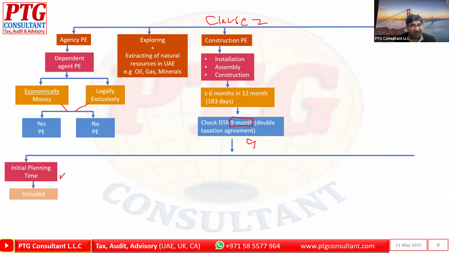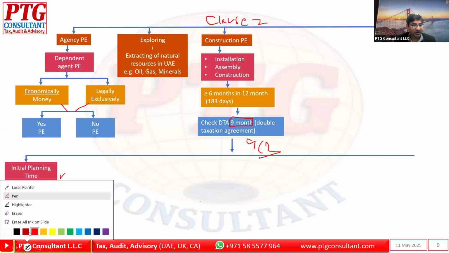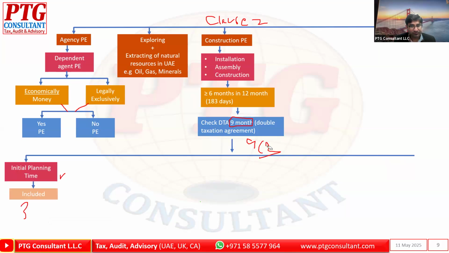If it is 9 months, then it will be part of the 9 months. Let's say they spend 3 months for initial planning, it will be counted under the 9 months. I'm assuming 9 months as per the DTA, but the city law is saying 6 months, so either 6 or 9. The initial time period will be part of this calculation.